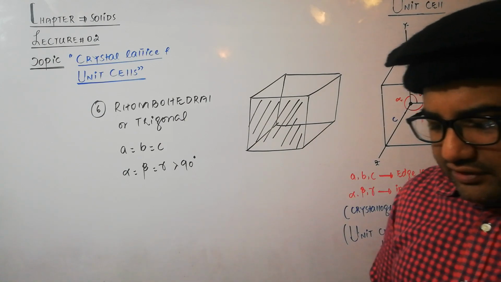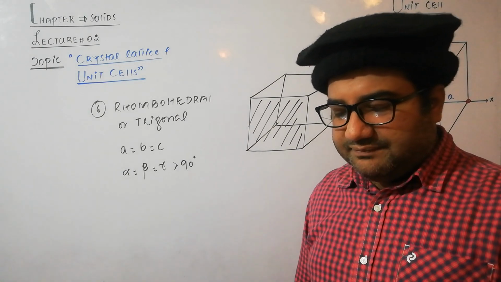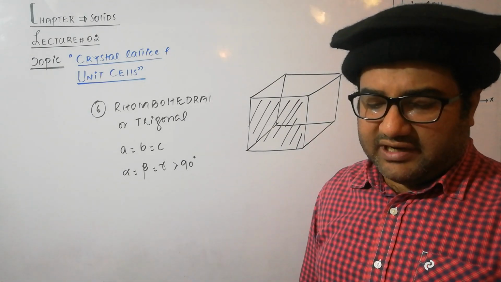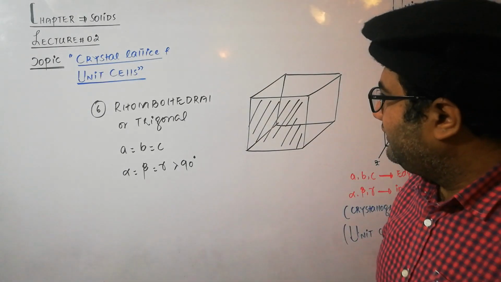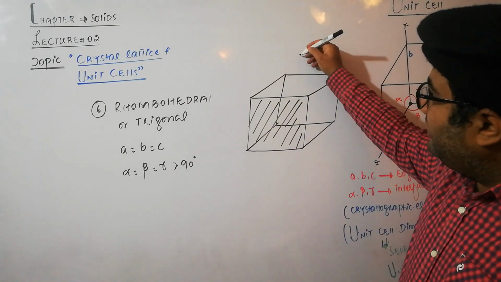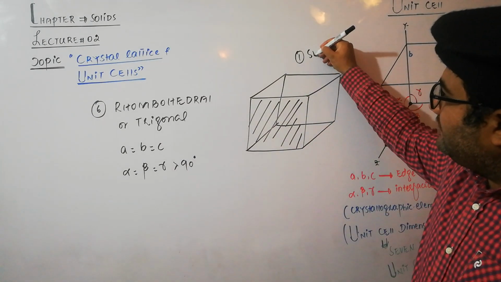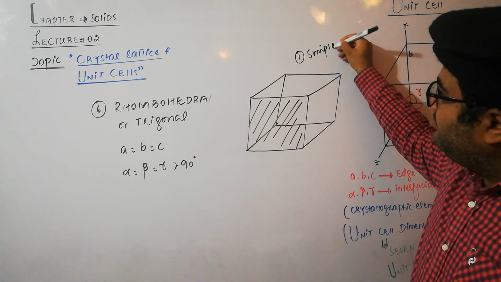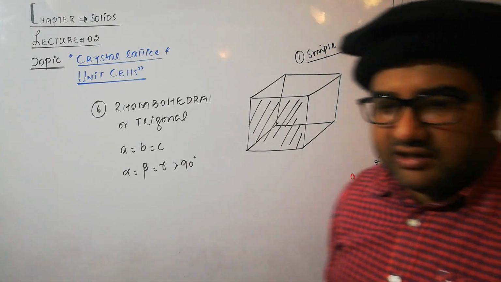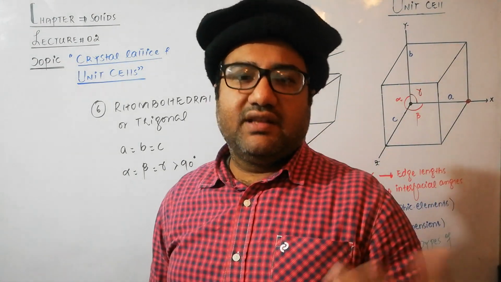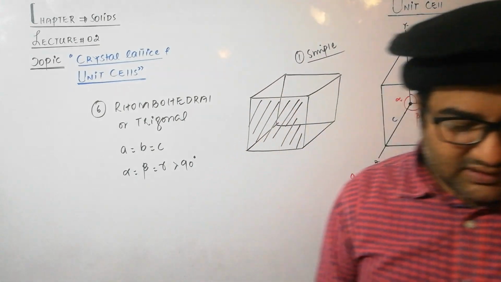The examples of the rhombohedral crystals are bismuth, aluminium oxide, sodium nitrate, and potassium nitrate, etc. How many Bravais lattices does it have? It has only one Bravais lattice, that is simple. Again all the lattice points will just be occupying the corners of the unit cell.